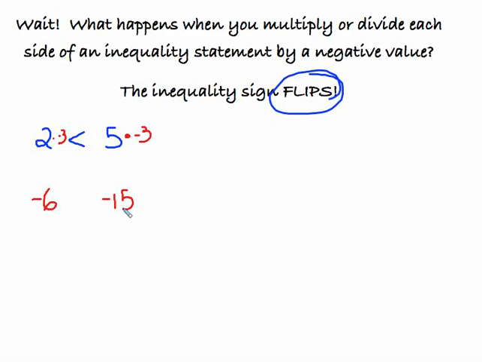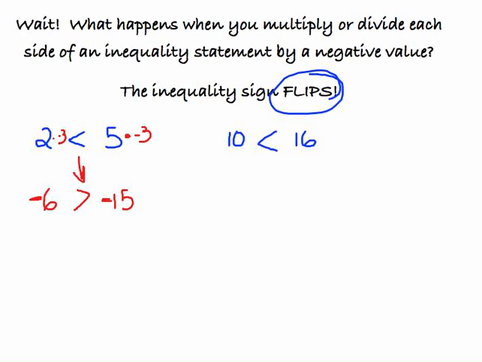Now if I were to look at the absolute values of these numbers, 6 is definitely still a smaller number than 15. However, once those negatives come into play, negative 6 is a greater number than negative 15 because it is closer to 0 on the number line. So that inequality sign flips. Let's take a look at what this looks like for division. Let's say I start with 10 and 16. We know that 10 is less than 16.